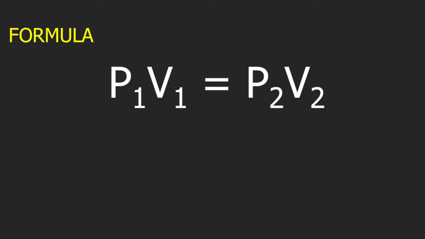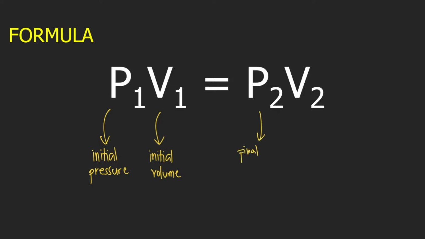In solving problems about Boyle's law, there's one formula you need to familiarize yourself with, and that is P1V1 equals P2V2. Let's define the variables. P1 is initial pressure. V1 is initial volume. P2 is final pressure. And V2 is final volume.